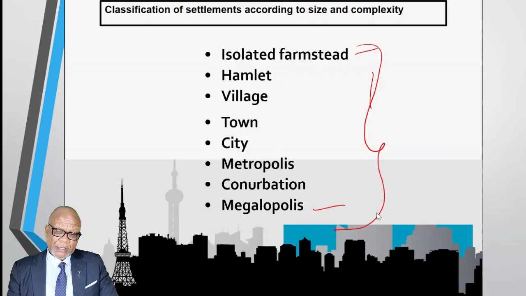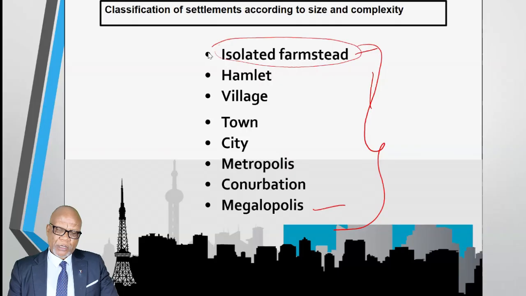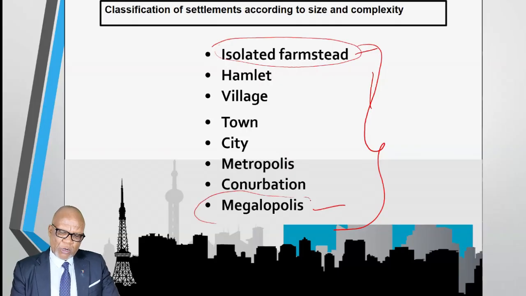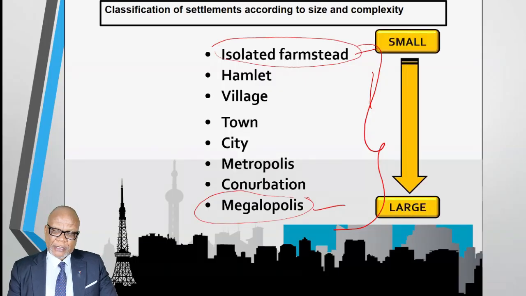So it is a farmstead. It has fewer things. It is very simple. But when you go to megalopolis, it is complex. It has got more functions, high order services and low order services. So this is classification of settlement according to size and complexity. It ranges from the small to the largest.